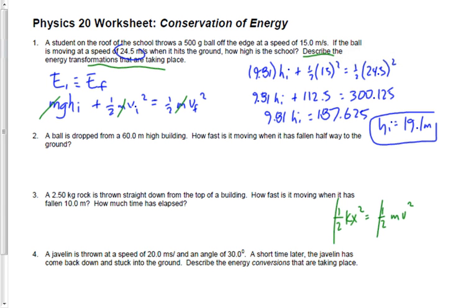What decreases as it falls there? Okay. Potential decreases. And what does that potential convert it to? What kind of energy is it converted to? Right. So potential is converted to kinetic. That's it. The answer to that, describe the transformations that are taking place. Well, gravitational potential energy is converted to kinetic energy. The total stays the same. We gain kinetic, we lose potential.